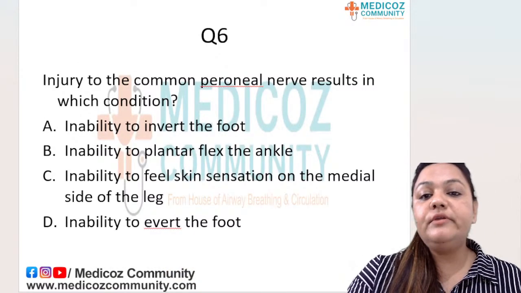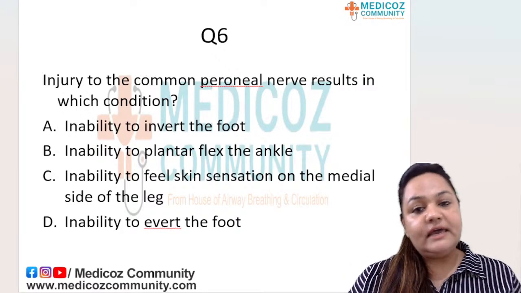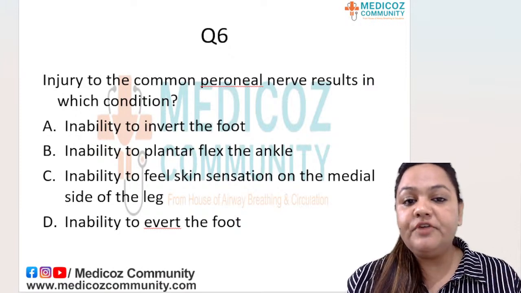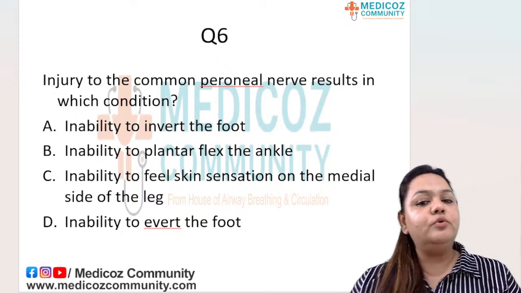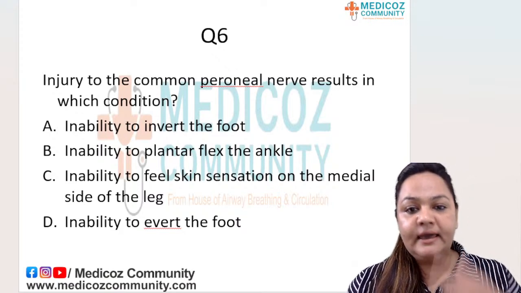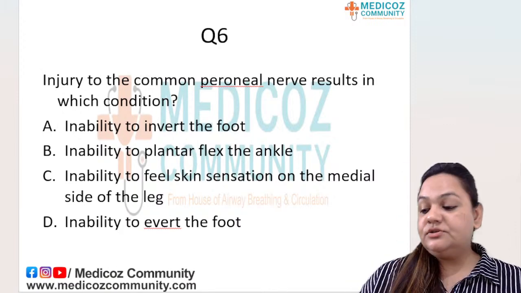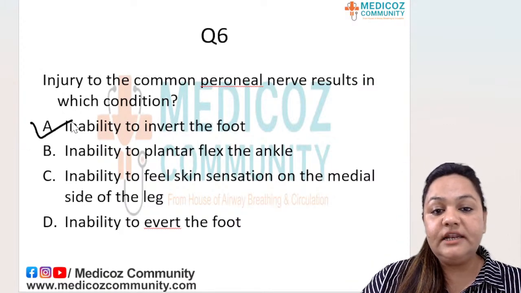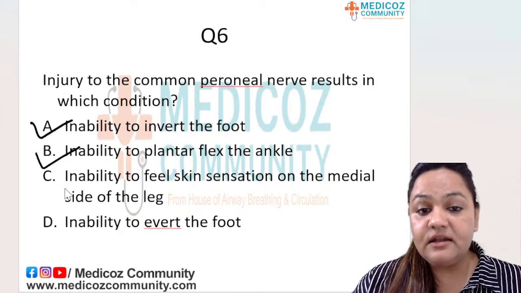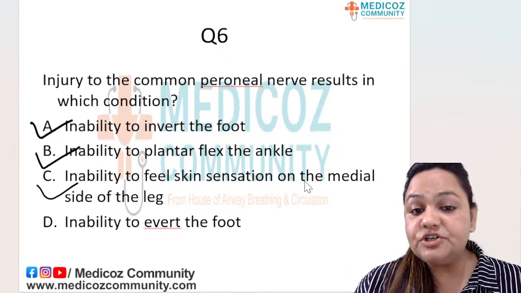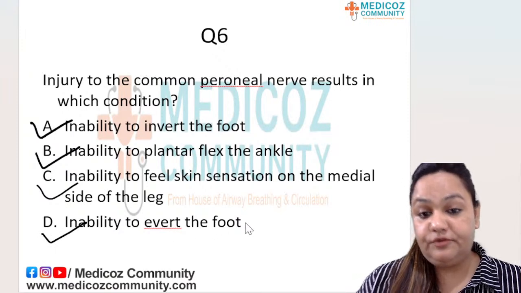Okay. Now we will proceed to question number 3. Injury to the common peroneal nerve. Again, this is a similar question to the previous one. Injury to the common peroneal nerve results in which condition? We all know the common peroneal nerve supplies the anterior and lateral compartment of the leg, and we have the options here: inability to invert the foot, inability to plantar flex the ankle, inability to feel skin sensation on the medial side of the leg, and inability to evert the foot.